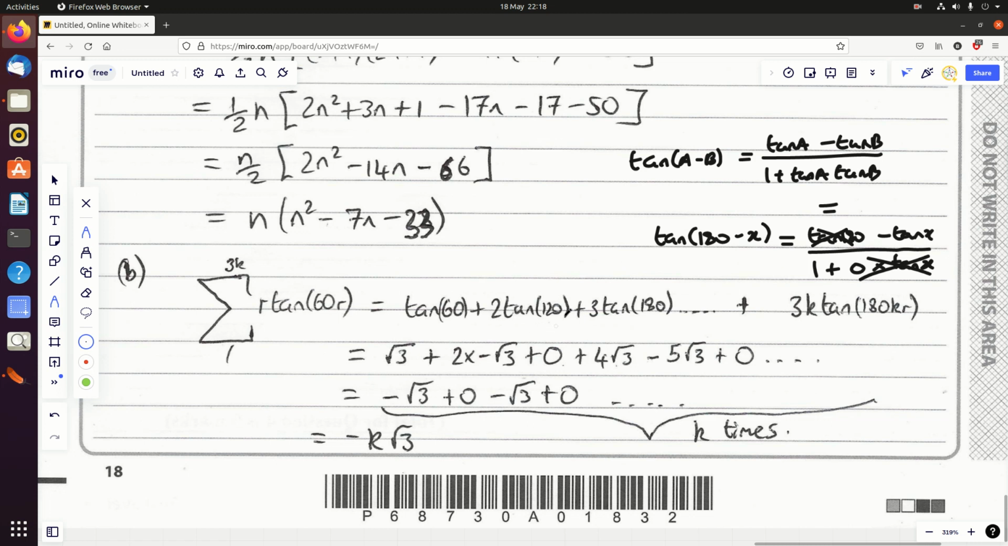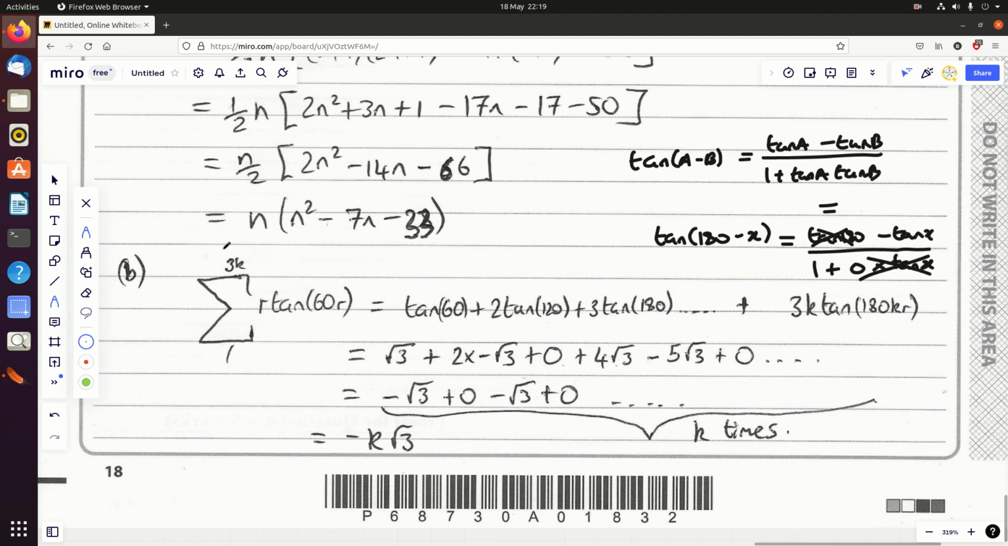Anyway, you could have just asked your calculator, I suppose, and you would have seen that's minus root 3 times 2. So you've got root 3 minus 2 root 3 plus 0. Then you're going to get 4 root 3 minus 5 root 3 plus 0 plus 6 root 3, plus 7 root 3 minus 8 root 3 plus 0. But each time, when you do that minus that, you get a negative root 3, because root 3 minus 2 root 3 is minus root 3. 4 root 3 minus 5 root 3 is minus root 3.